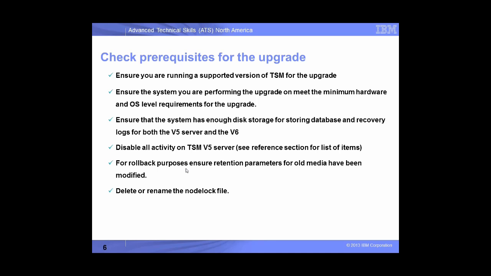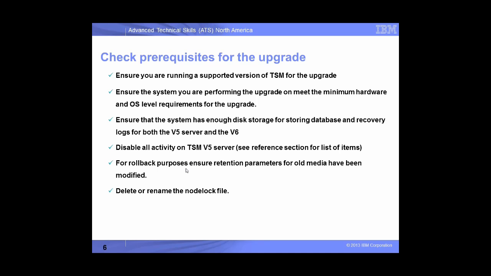And for rollback purposes, if you want to have the ability to roll back, you're going to want to change some parameters on your old media. You're going to want to adjust your reuse delay to the number of days that you want to be able to roll back, as well as update the reclaim parameter to 100% to avoid your media being reclaimed. And you're going to want to do your USS conversion of the file system. You're going to run that command as well. Again, that was covered really well under Tom's presentation.